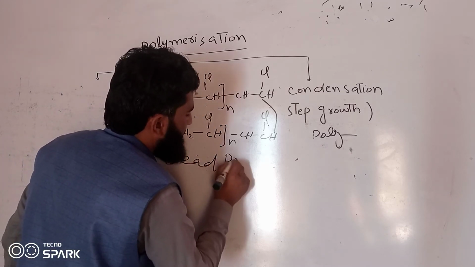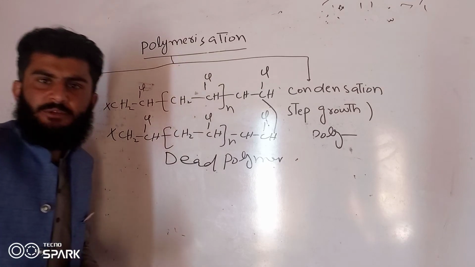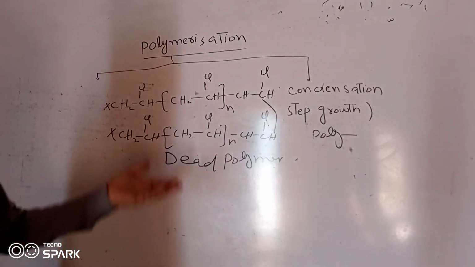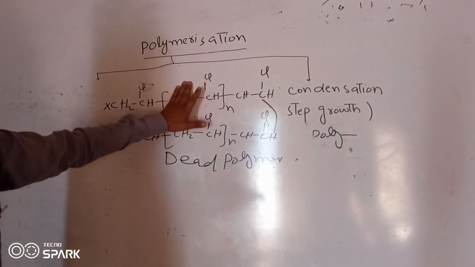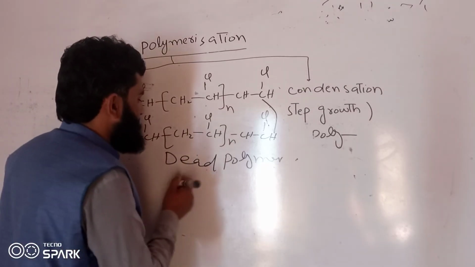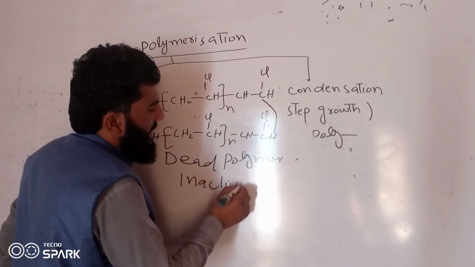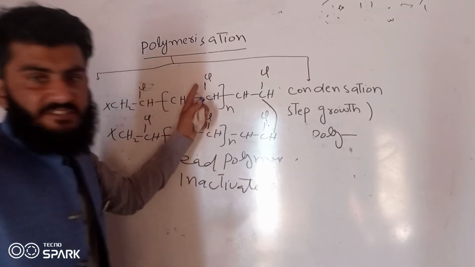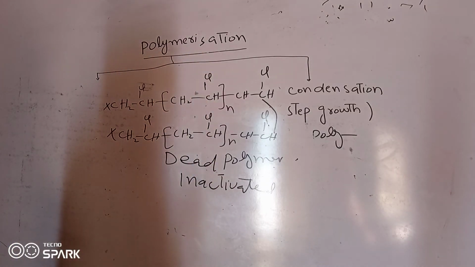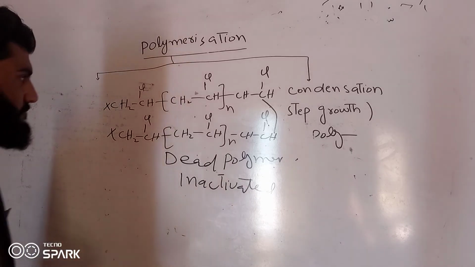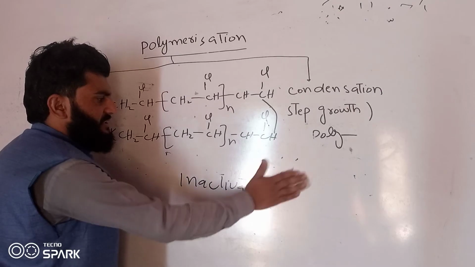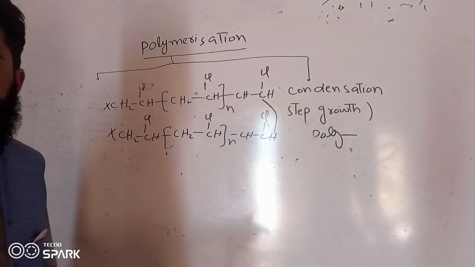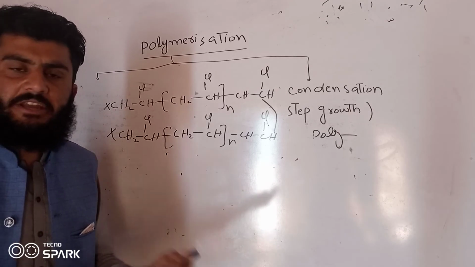A dead polymer, in a free radical reaction, means a polymer which is in an inactivated form. This polymer doesn't react by the free radical reaction process. Clear? Okay, this is our result. The first was termination by the chain coupling reaction.